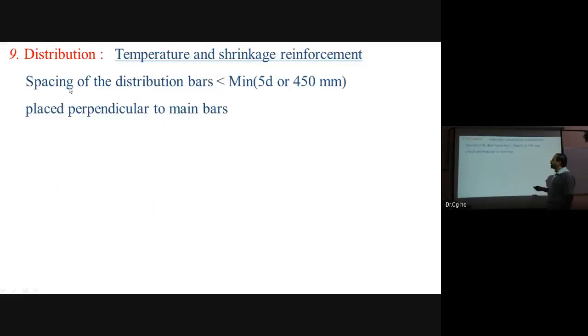And also the next step is spacing of distribution bars. Spacing of distribution bar. How should distribution bars be placed? Minimum 5 times the diameter or 450 millimeter.